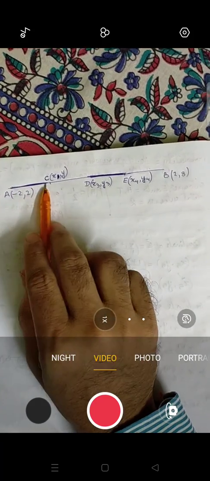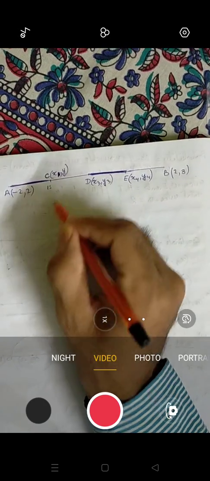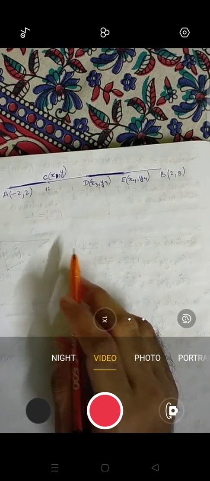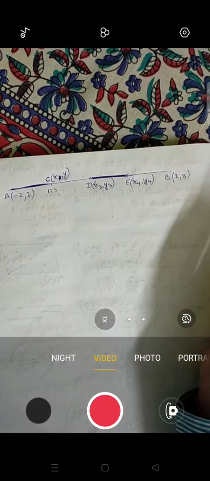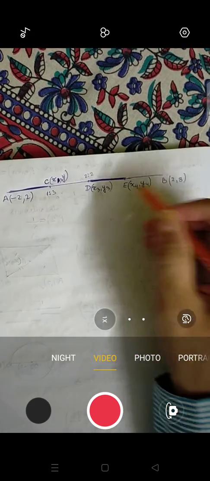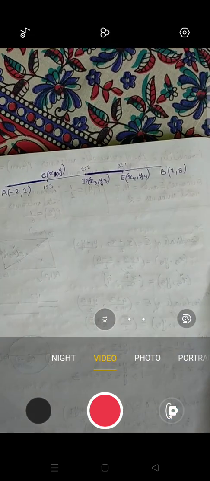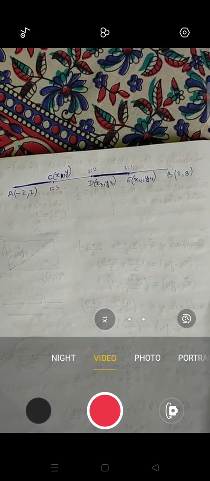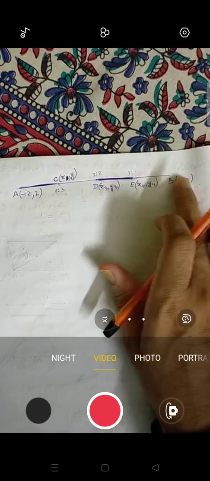Like this is the first part, so you can take this ratio as 1 is to 3. Now this one you can take as 2 is to 2, and this one you will take as 3 is to 1. Always move from left to right. Okay, so 3 is to 1.